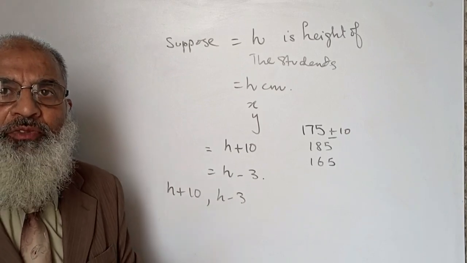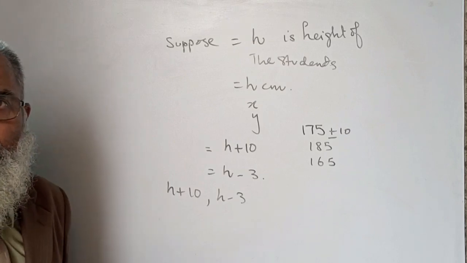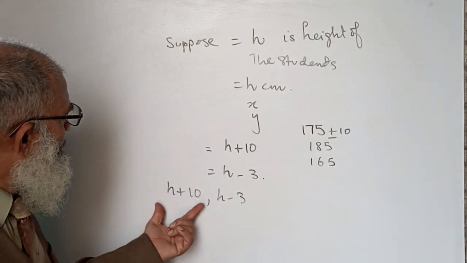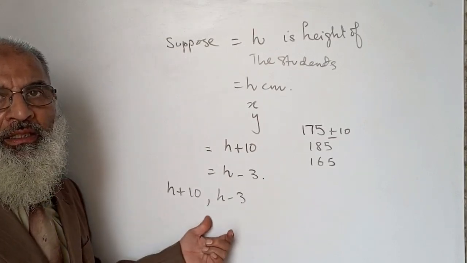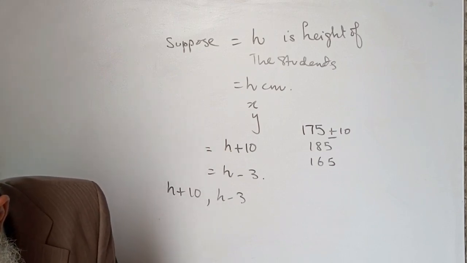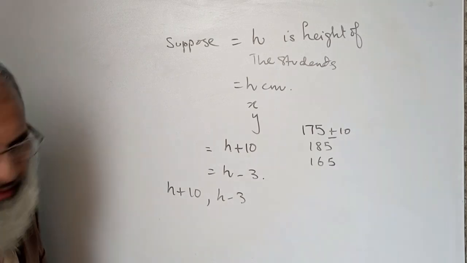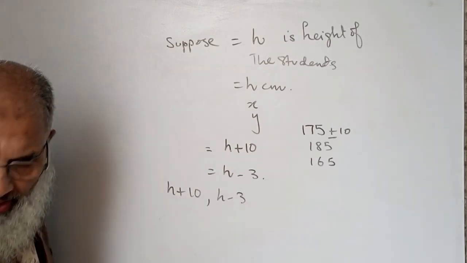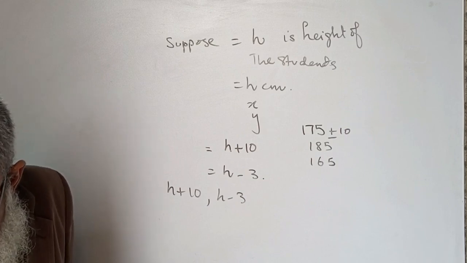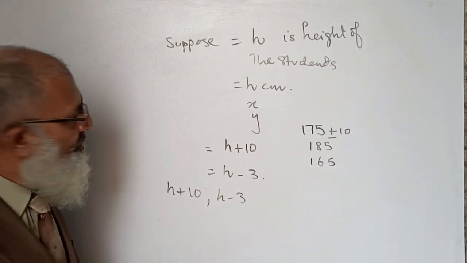We will convert English information into mathematical information, and you can see that it is written in this way. Now there is a worked example, and in this worked example, use algebra to write an expression in terms of h for a height 12 centimeters shorter than average.